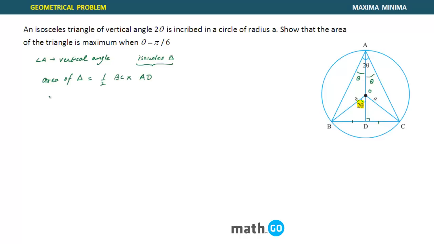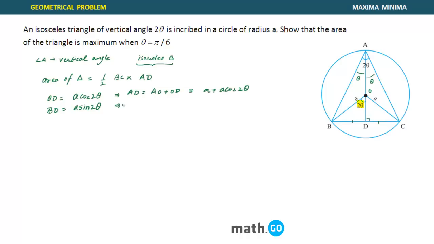What will be OD then? Can you tell me what will be OD? OD will be A cos 2 theta, right? And similarly, BD will be A sine 2 theta. So if OD is given to you, you can now find AD. What is AD? AD is AO plus OD. AO is nothing but the radius, so this becomes A plus A cos 2 theta, right?